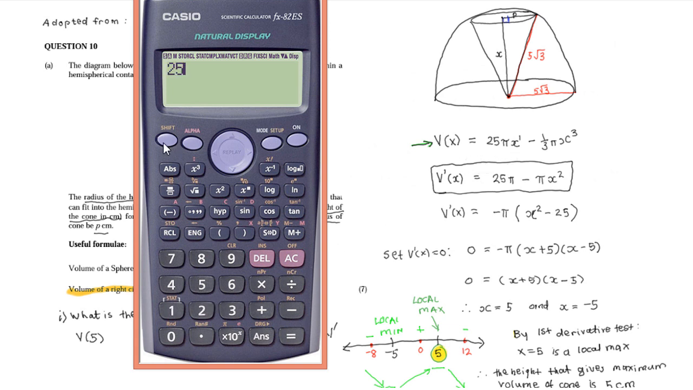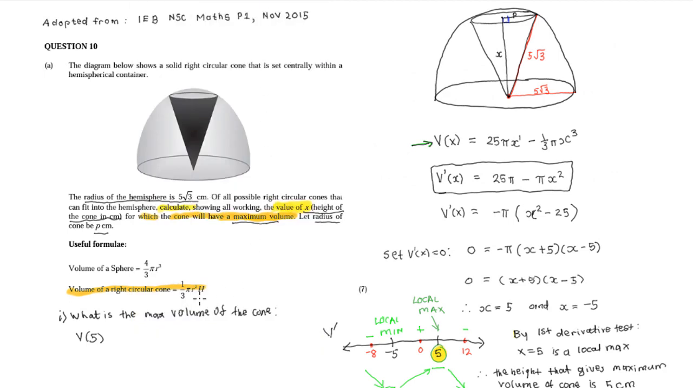Okay, so our V of x formula is 25 pi times x, and x must be 5, minus 1/3 pi times x cubed. And that will give us a maximum volume of the cone of 261.799. If you had to write this to 2 decimal places, it would be 261.80 centimeters cubed.